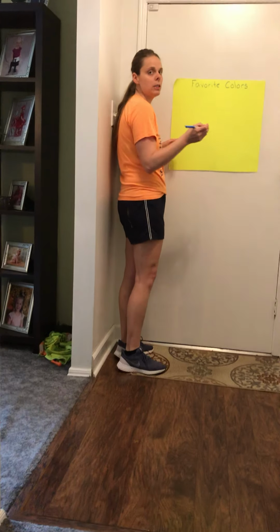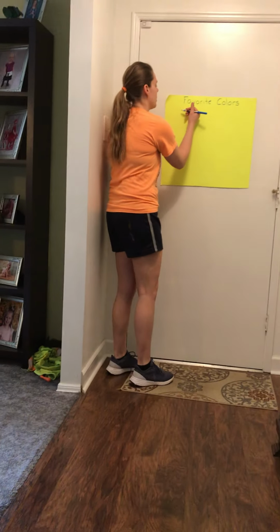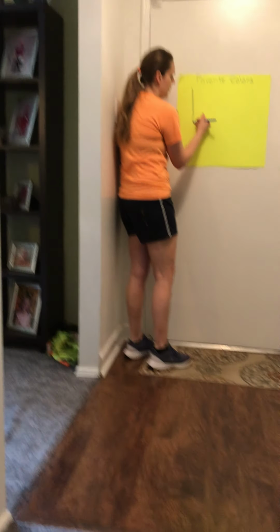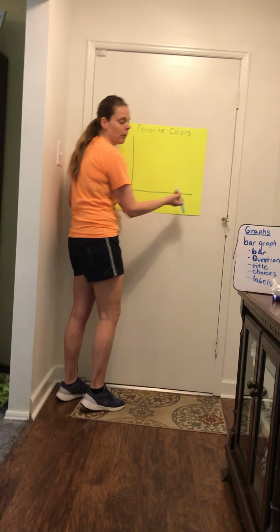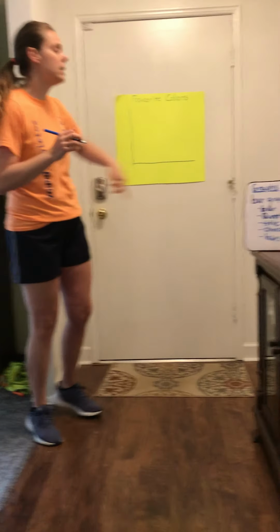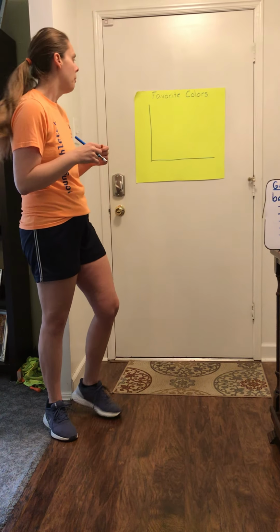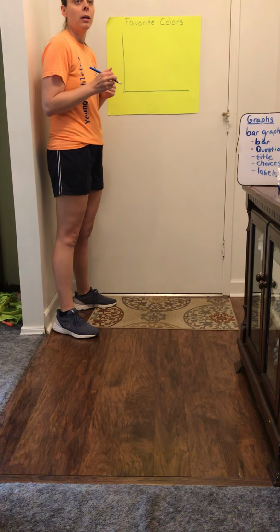Okay, so now we need to get those labels on there. We've got our title, so we need to label our sides. We're going to have this side that has how many people like it, and down here what their choices were. These are actually called our axes. We didn't learn about that, but that is what they're called as you get higher up in school.